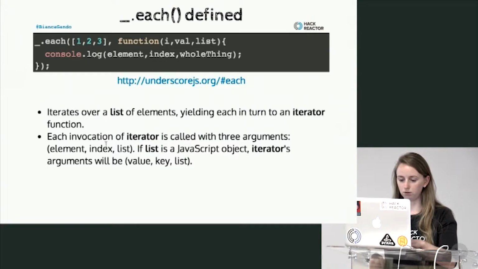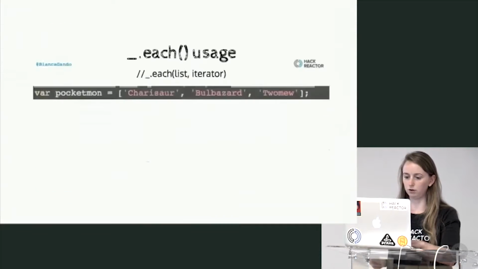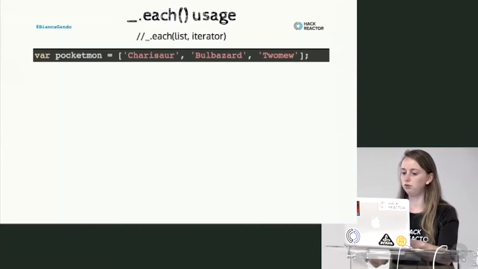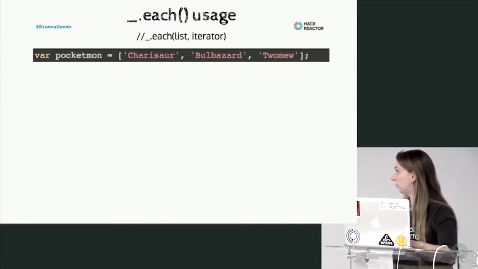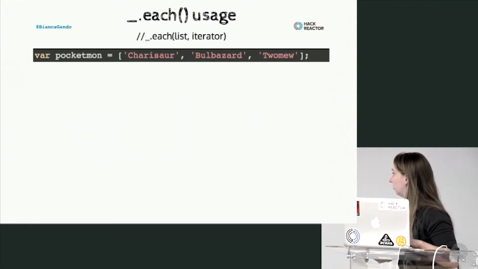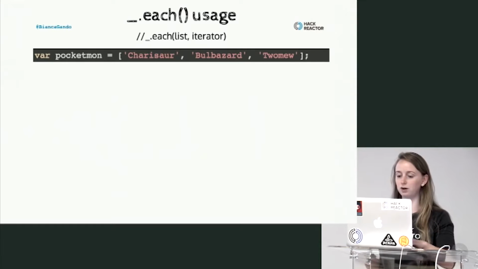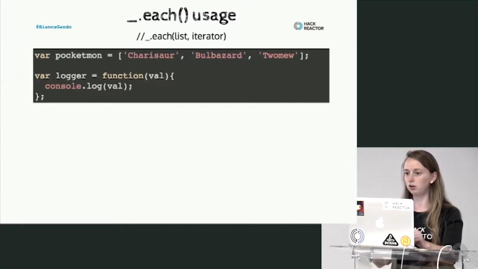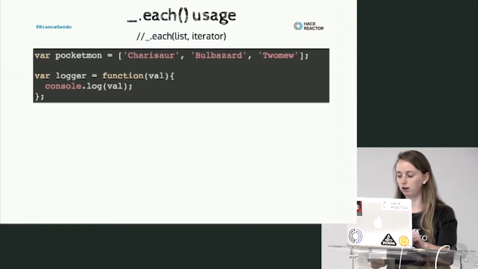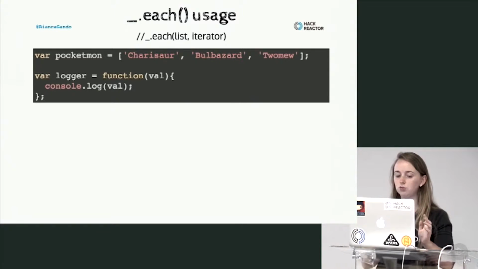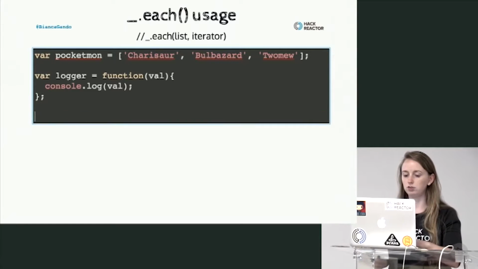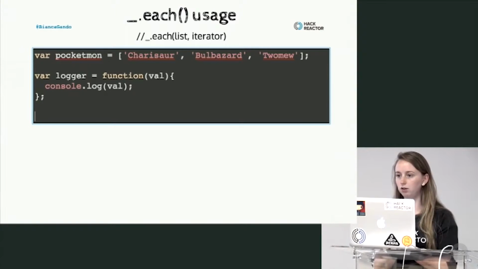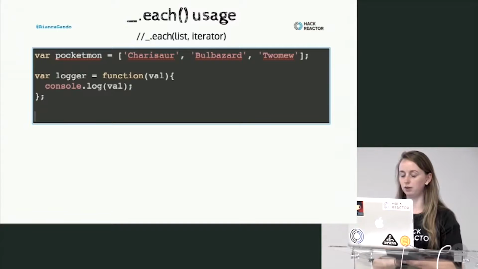So let's look at it a little more. We're going to use each with this array, say my Pokemon array with Charizard, Bulbasaur, and Mew. And we have this function logger. All logger does is it takes a value and it console.logs that value. So how are we going to use each to log all the values of our Pokemon?